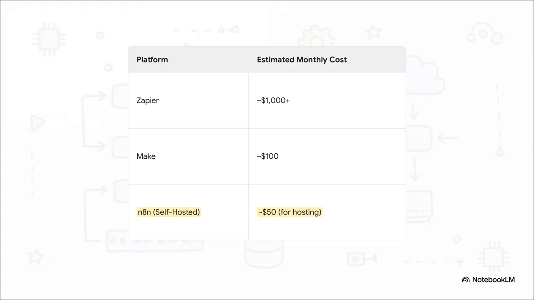Okay, let's just look at the numbers for a second because they tell a pretty brutal story. Let's say we have a reasonably complex data pipeline. We're talking 1,000 runs a month, maybe 50 steps each. The cost difference, it's just staggering. Over $1,000 versus maybe 50. And look, this isn't just about saving a few bucks. This is about unlocking the ability to build really powerful, high-volume systems without bankrupting your entire project.